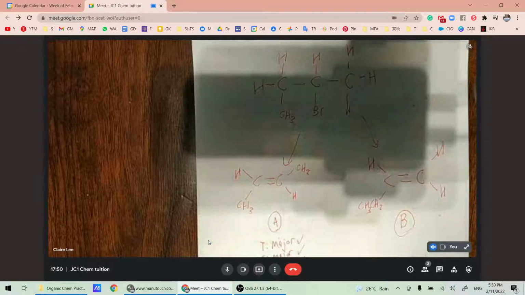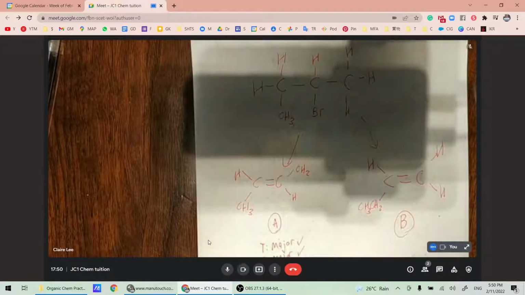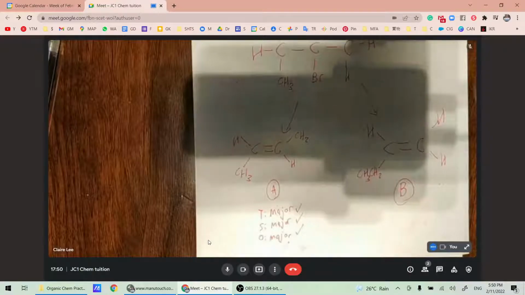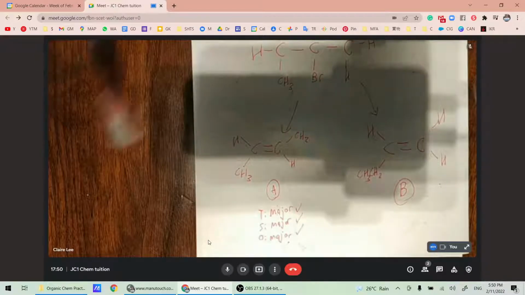This is the major because by Saytzeff's rule, the opposite of Markovnikov's rule, the poor gets poorer. Don't write that in your answer. Poor gets poorer cannot be written in your answer. It's just a way to help you all remember. But by application of Saytzeff's rule, the hydrogen is removed from the carbon that has less hydrogen. So if you look at the compound above, there is one carbon that has less hydrogen. That is where the hydrogen will be removed from. So that will be the major product.